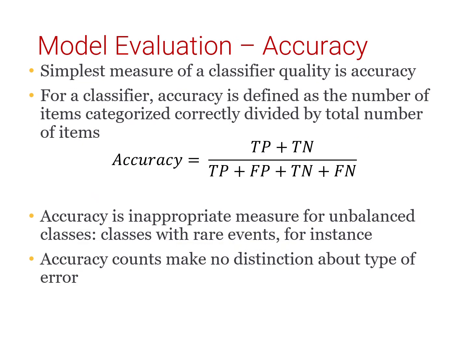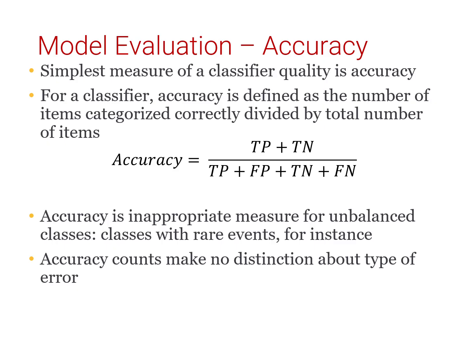At first glance, accuracy seems like a straightforward and intuitive measure of a classifier's performance. It quantifies the proportion of instances that are correctly classified by the model. Mathematically, accuracy is defined as the number of correctly categorized items divided by the total number of items. Accuracy provides a quick and easy-to-understand summary of the model's overall correctness. A higher accuracy value indicates that the classifier is making more correct predictions across all classes.